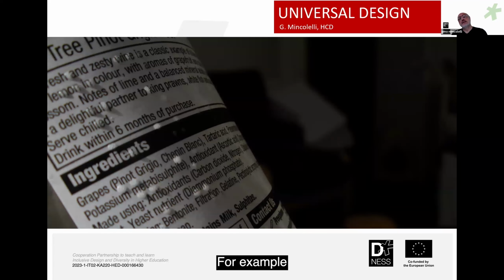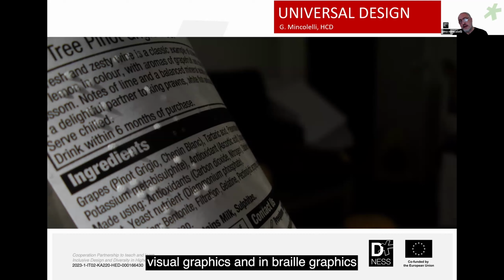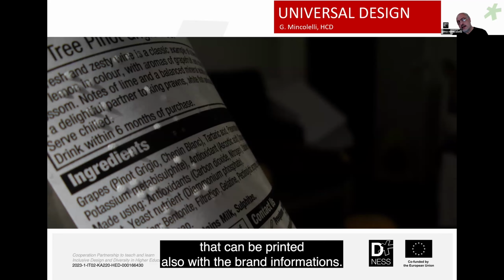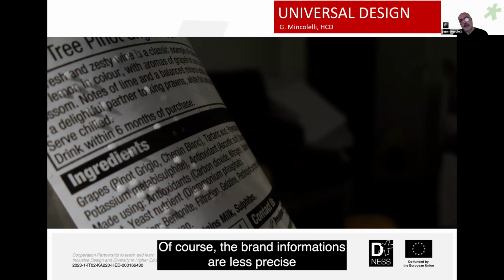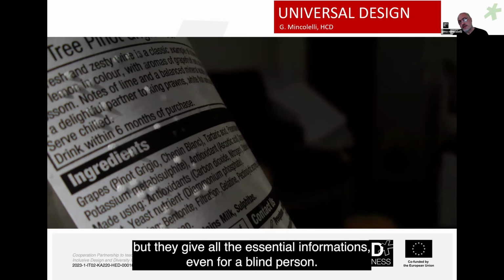For example, this is a label for a wine that is both in visual graphics and in braille graphics, because it's made on thermoplastic paper that can also be printed with braille information. Of course, the braille information is less precise, but it gives all the essential information even for a blind person.